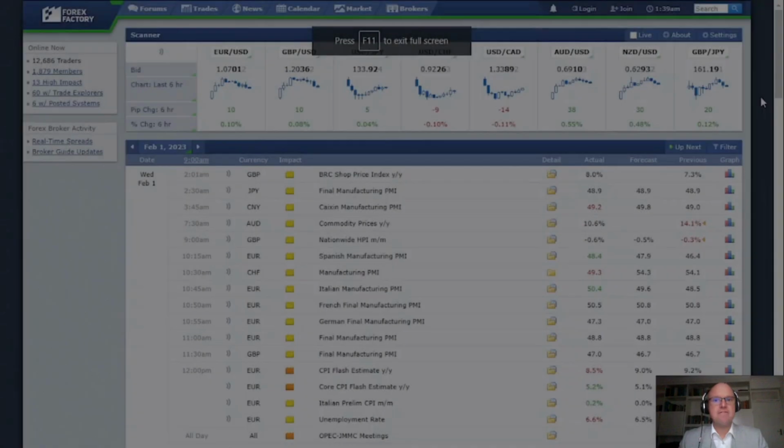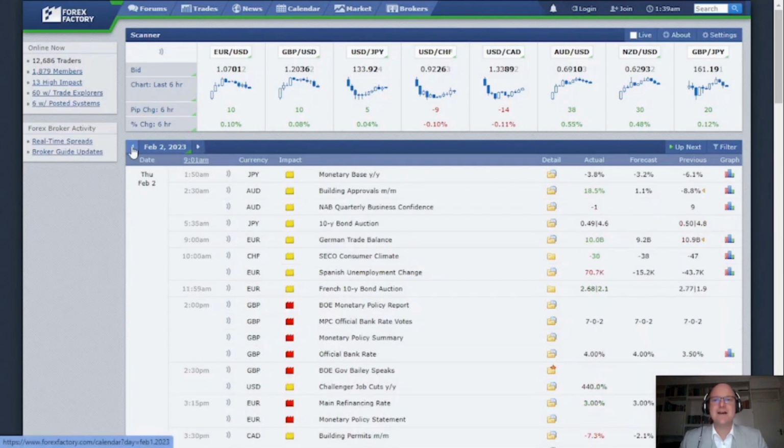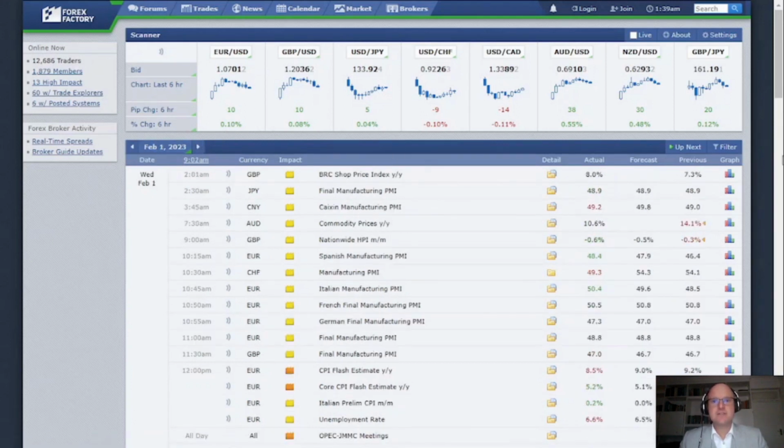Firstly, we need to have a reliable news source, preferably one that has a lot of different filters, otherwise the amount of information might feel overwhelming. I personally use Forex Factory and I'm going to show you how to get the right information so that you can start making smarter trading decisions.